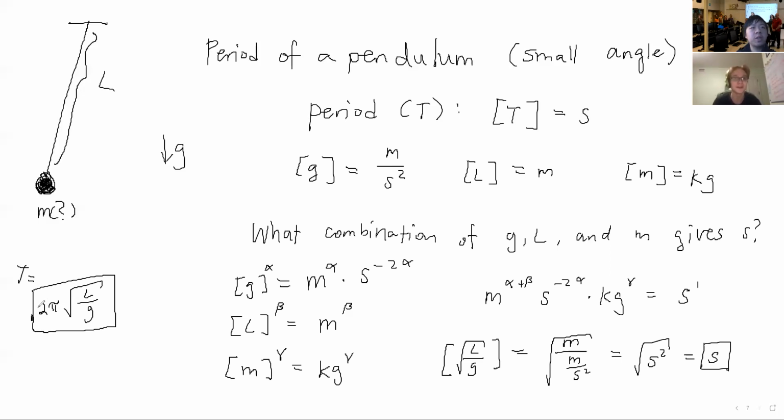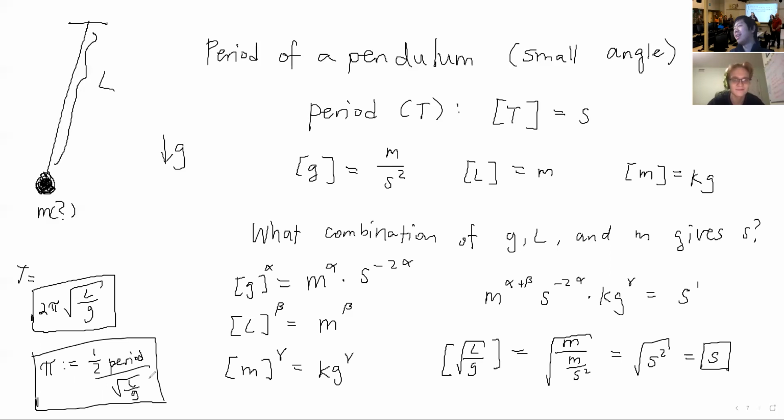But they might have just solved the differential equation. Yeah, so that's the more technical way to solve it. Define pi by this constant. Yes, pi is half of the period divided by square root of L over G. This is how we define pi, people. No, I'm joking.